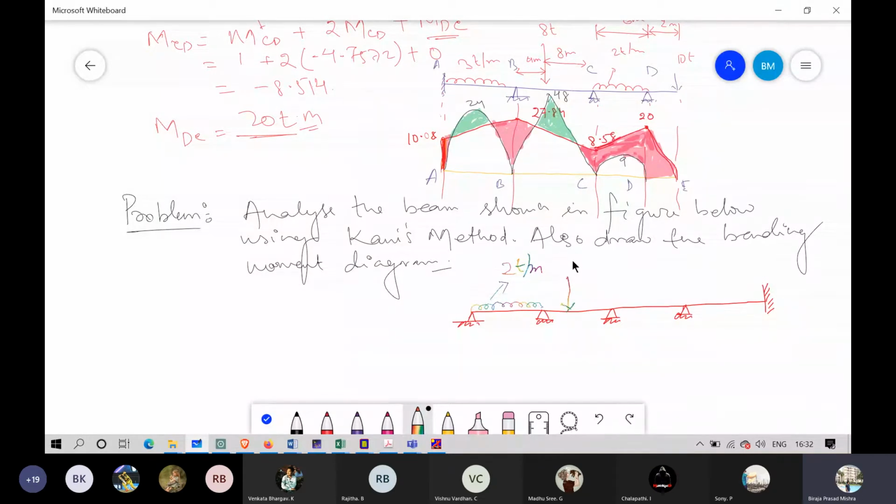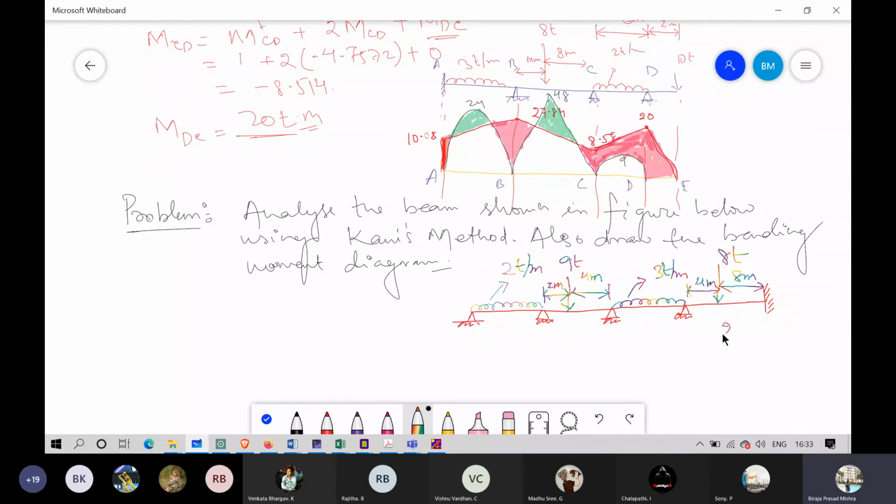Here I have one, this is 9 tons, and the distance between this one and this one is 2 meters, and this distance is 4 meters, followed by here I am again having a UDL, this is 3 ton per meter, and here it is 18 tons, and this distance is 8 meters. So this distance is 4 meters.